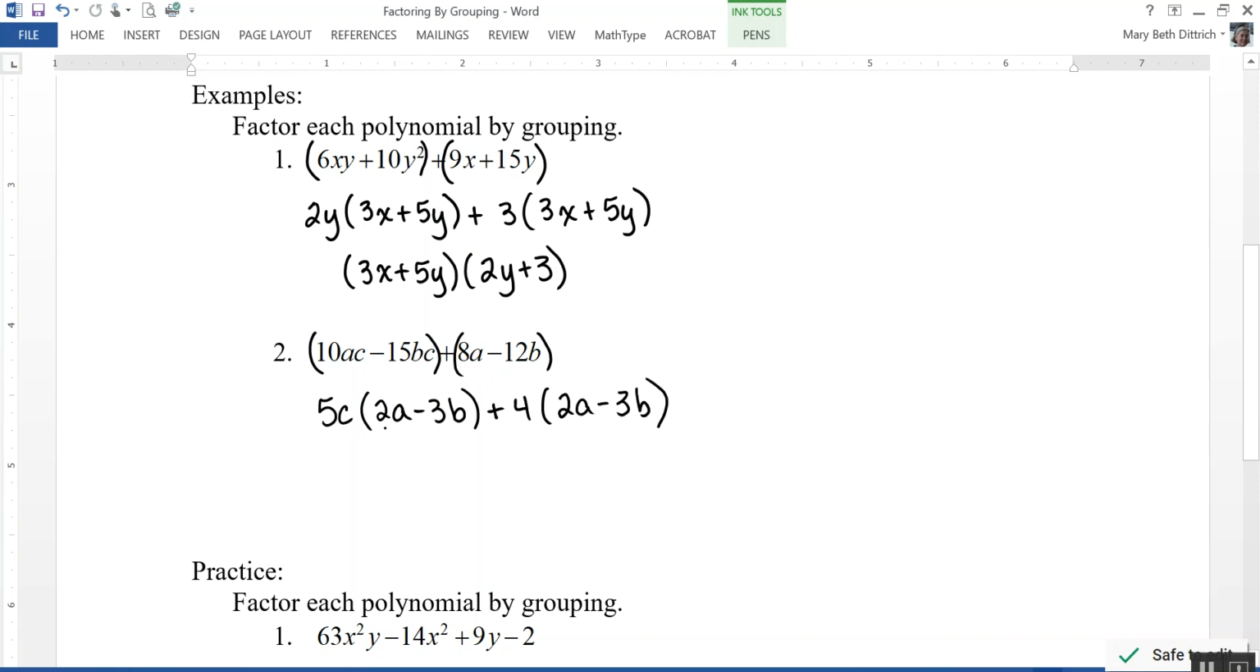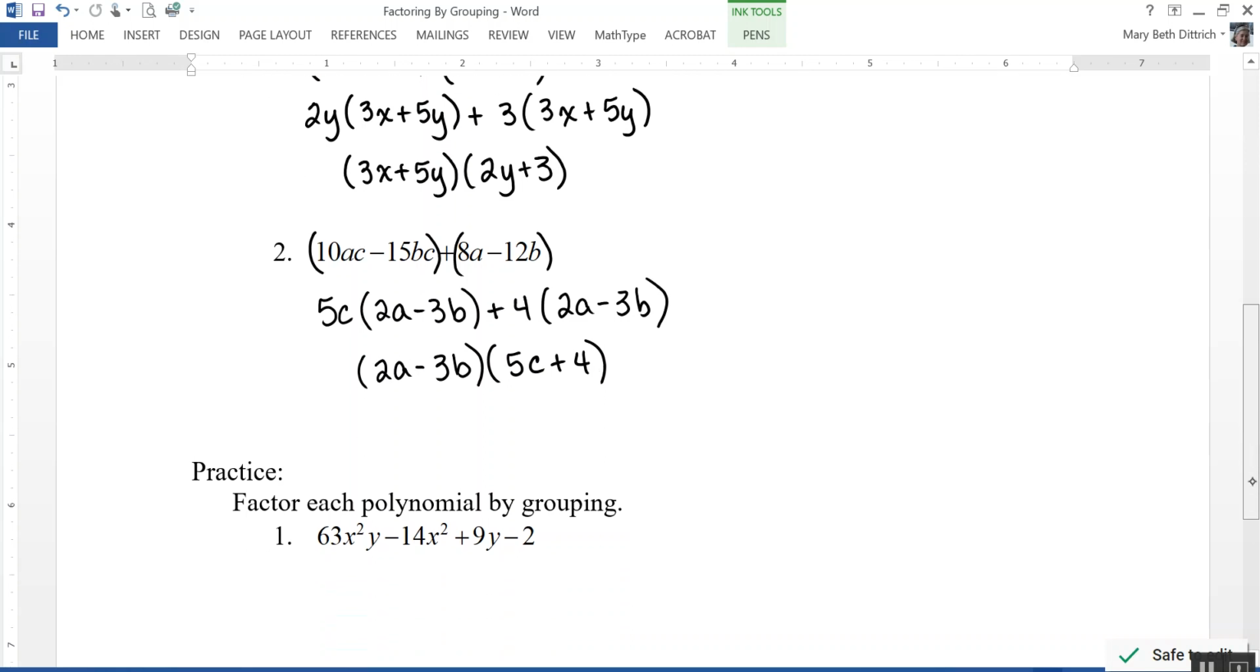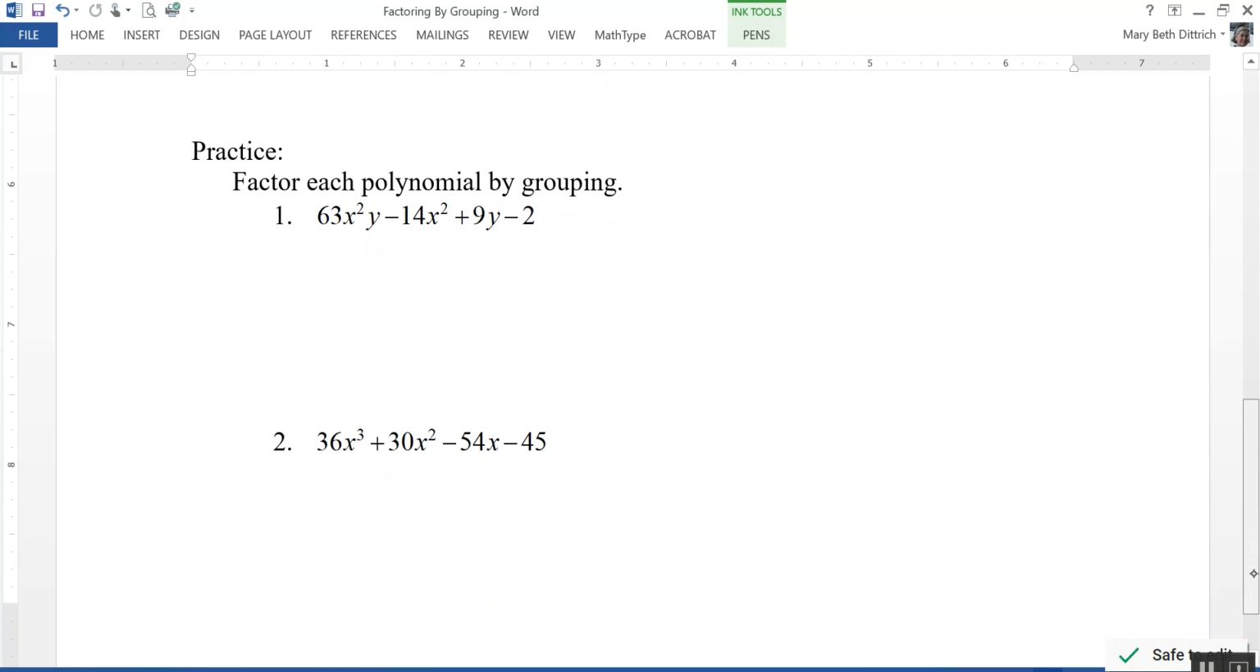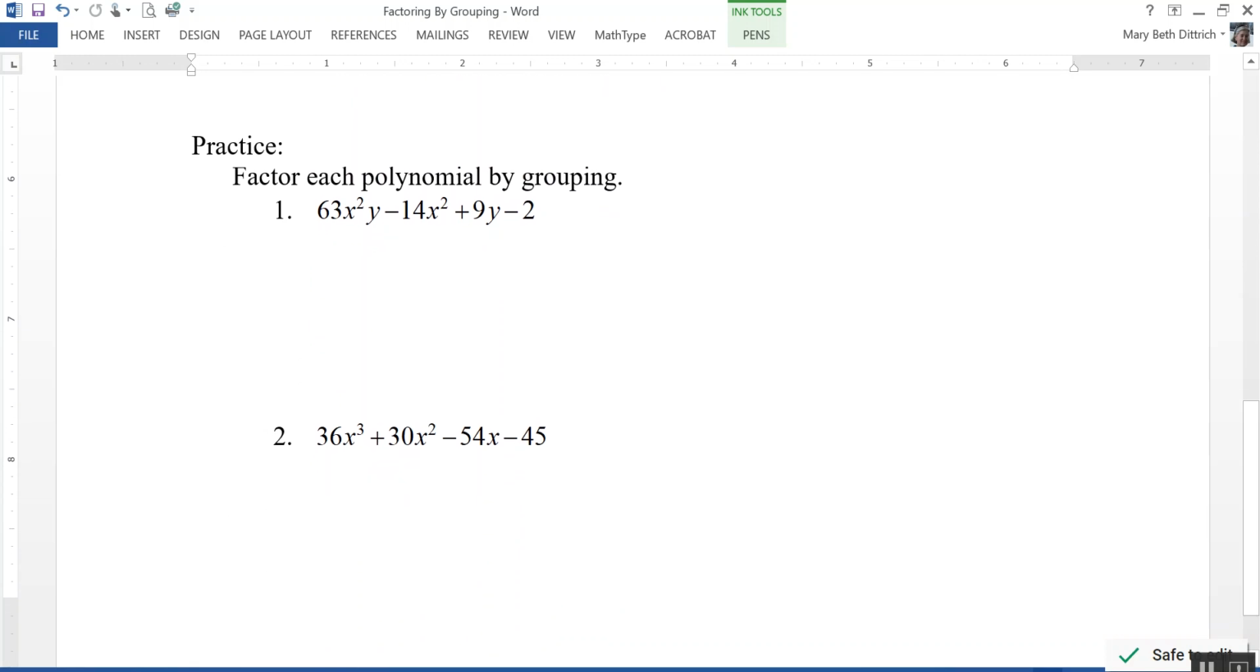So I can see that I can factor a 2a minus 3b out of each of those terms. So my answer is going to be 2a minus 3b times 5c plus 4. So here's a couple examples I would like you to try. If you would stop the video and do these 2 practice problems in your math journal.